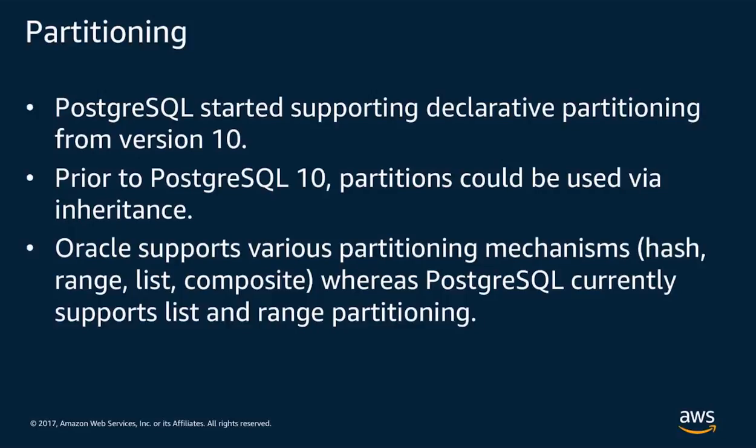The other item that I would definitely recommend looking into is that Oracle supports various kinds of partitions like hash, range, list, and composite partitions, whereas Postgres currently supports only list and range partitioning, even in the declarative partitioning that is available from version 10. Even from version 11, this partitioning has been much improved, and I would definitely recommend checking it out in the Postgres documentation as well.